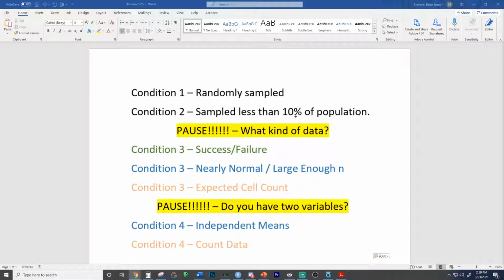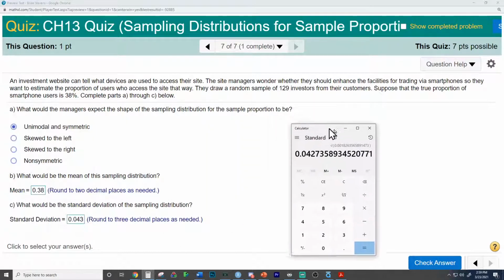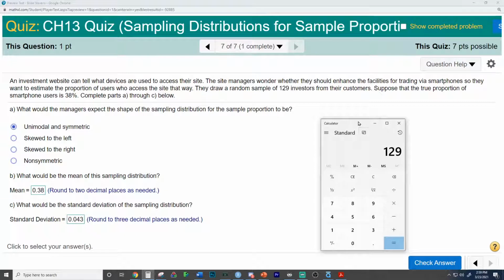Does that help out with this here, Ella? You'll always remember random, randomly sample, then less than 10% is sampled of the population. Success failure is we need at least 10 successes and at least 10 failures. We can actually check that for this question that we just did, which we didn't do, but we could check. 129 investors. So that is the sample size. So we do 129 times 0.38. That's greater than 10. So that's NP right there.